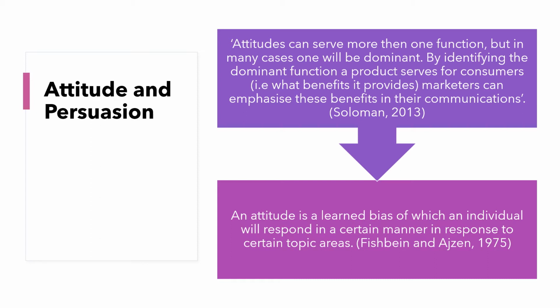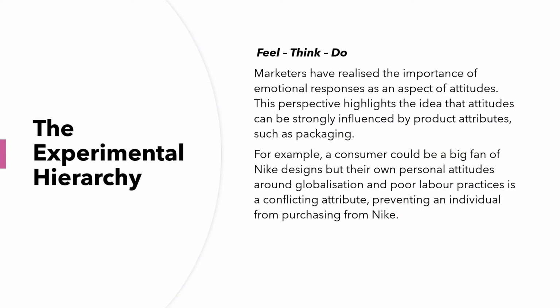Attitude and persuasion is the first area of behaviour theory I'll be exploring. According to Solomon, attitudes serve more than just one purpose, but in many cases one will be dominant. If marketers can identify the dominant functions a product serves for a customer, i.e. its benefits, marketers can then emphasise these benefits in their marketing communications. An attitude can also be described as a bias with which an individual will respond in a certain manner in response to certain topic areas, which then leads us on to the experiential hierarchy.